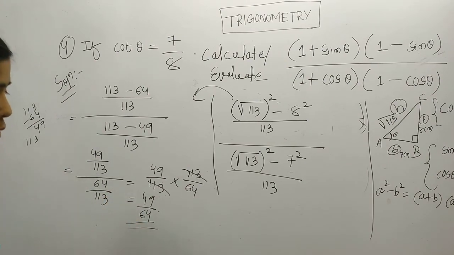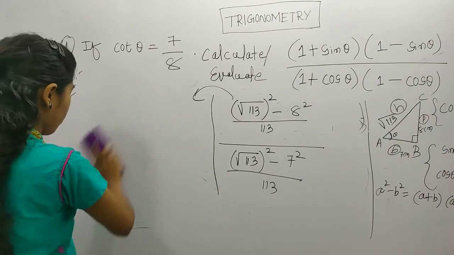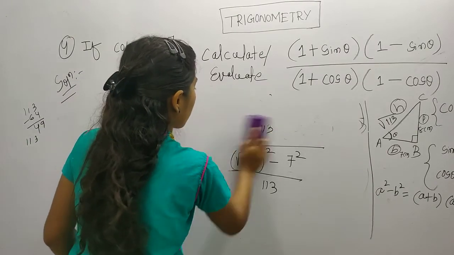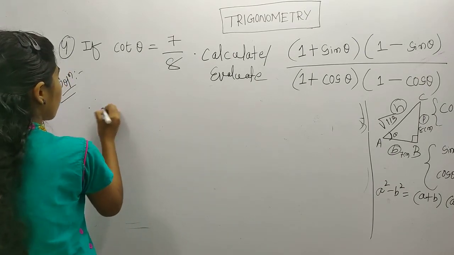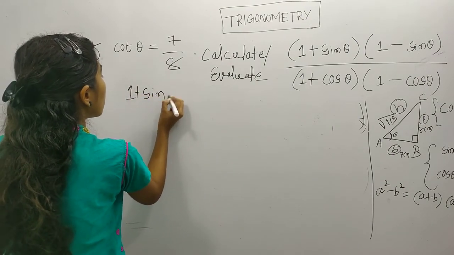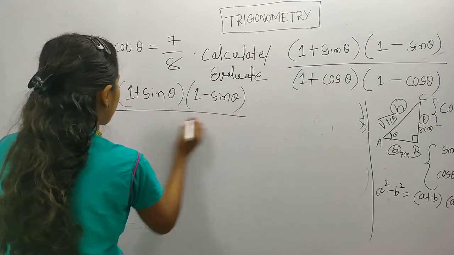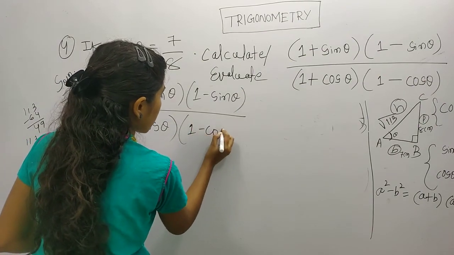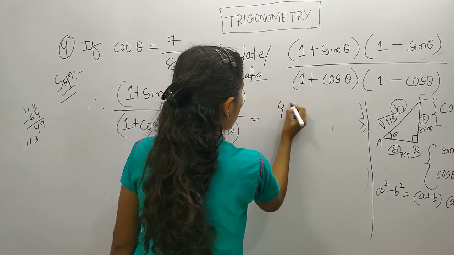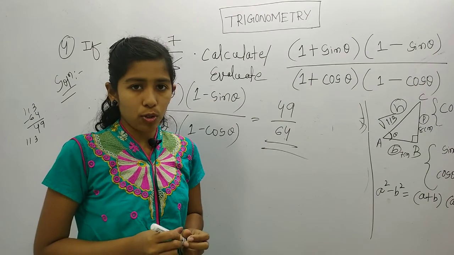So let's write that. Therefore, 1 plus sin theta into 1 minus sin theta, divided by 1 plus cos theta into 1 minus cos theta, equals 49 by 64. Solve for today. Let's go.